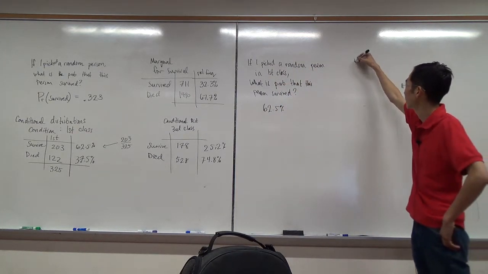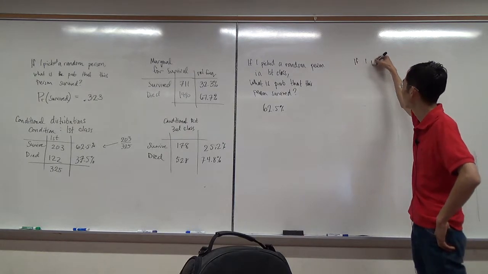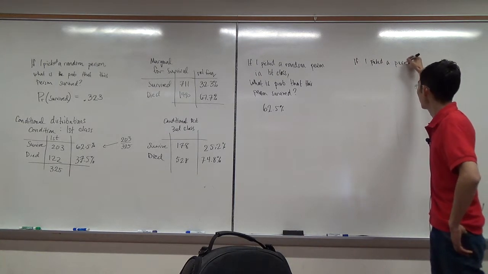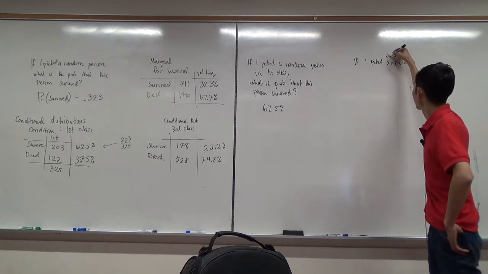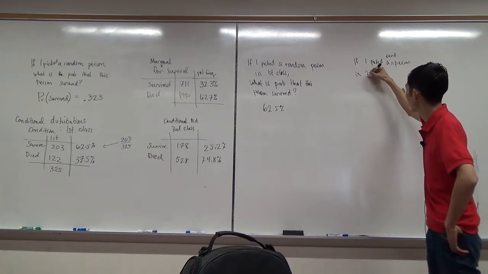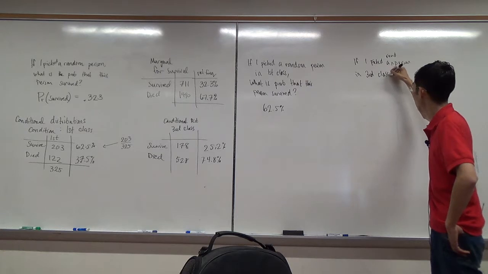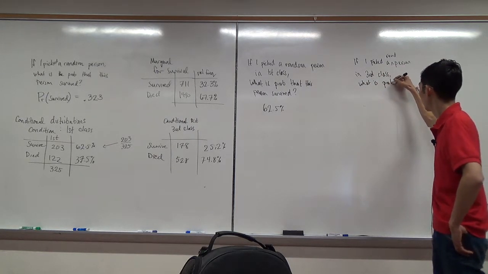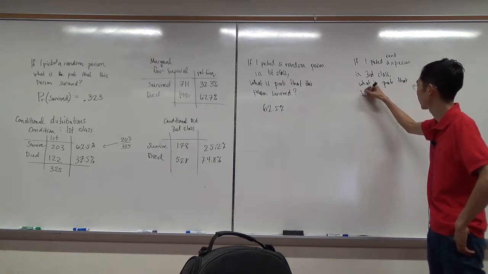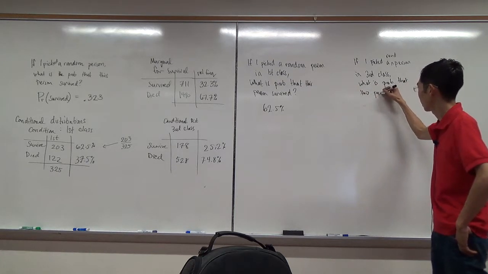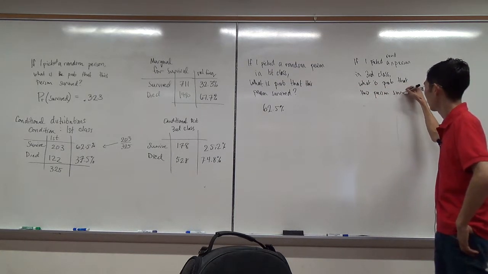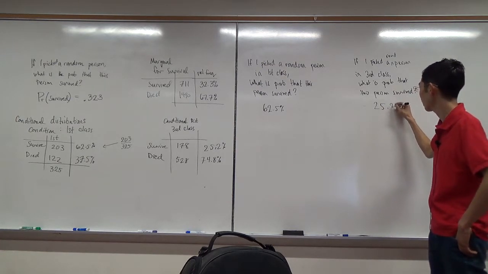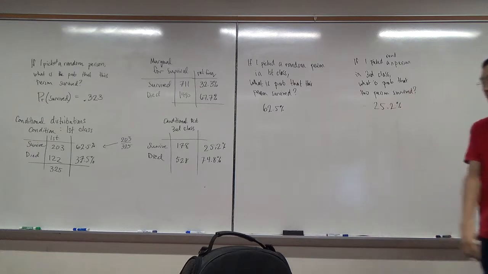Right. And if I picked a random person, I should say random, in third class, what is the probability that this person survived? 25.2%.